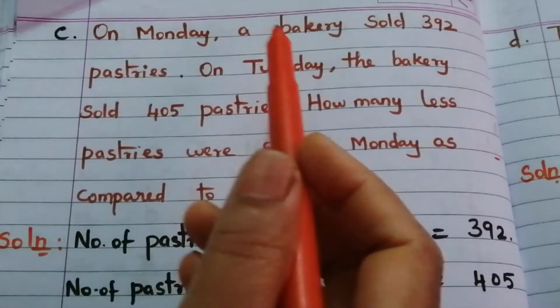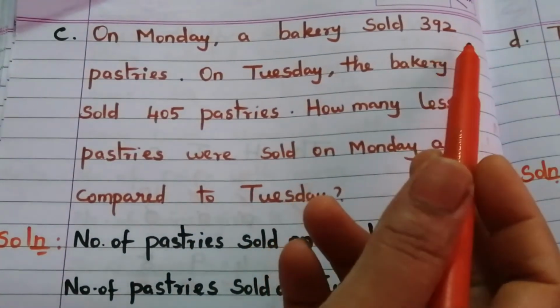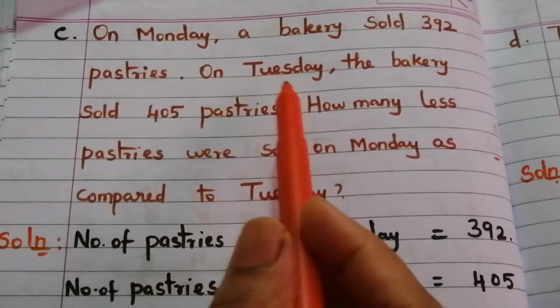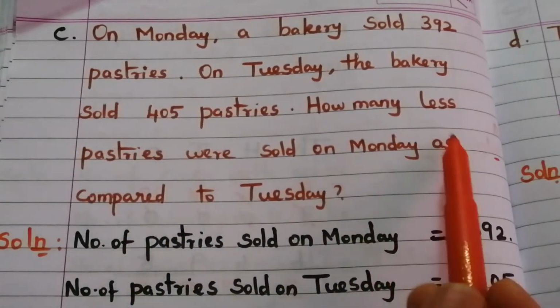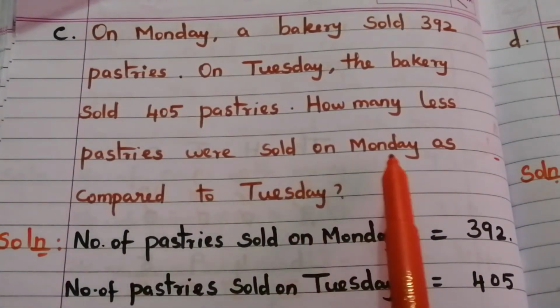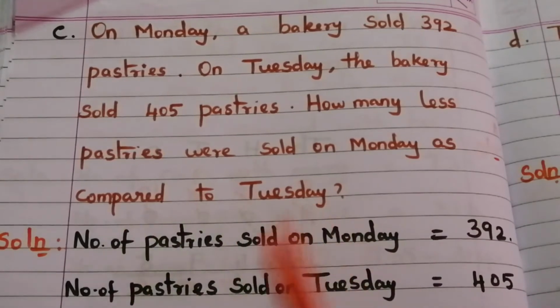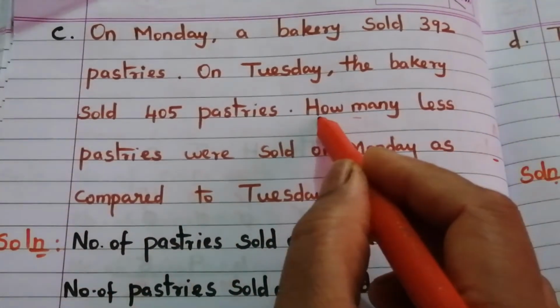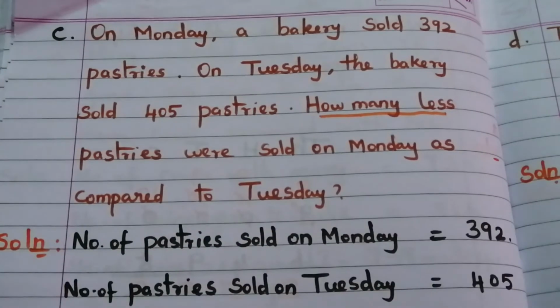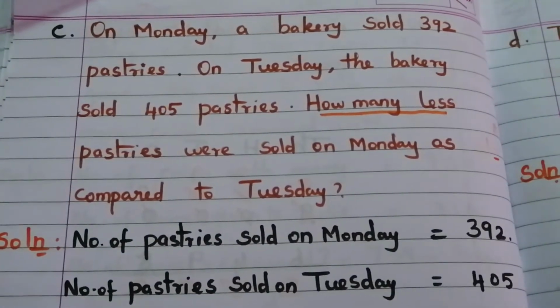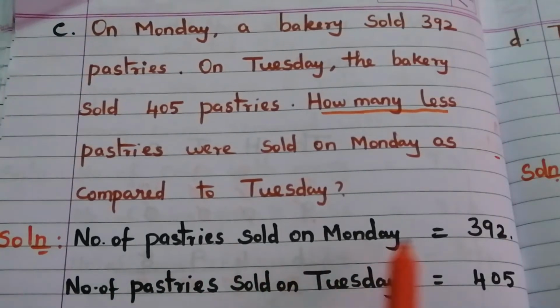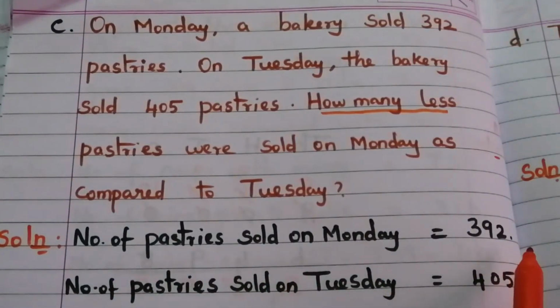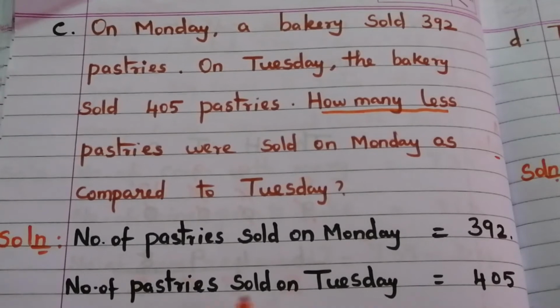C. On Monday, a bakery sold 392 pastries. On Tuesday, the bakery sold 405 pastries. How many fewer pastries were sold on Monday as compared to Tuesday? So, how many fewer means we have to do the subtraction operation. So, in the solution part, we write the given data. Number of pastries sold on Monday equal to 392, and number of pastries sold on Tuesday equal to 405.